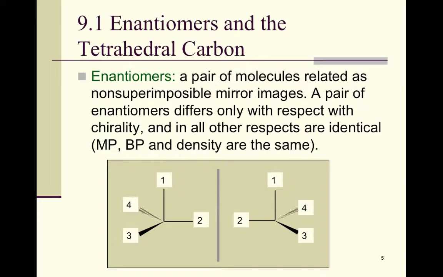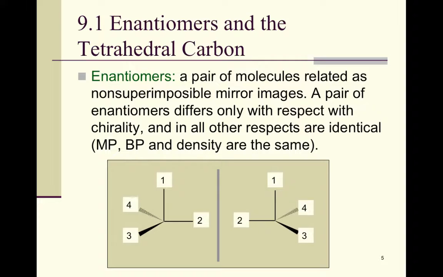Enantiomers and the tetrahedral carbon. Enantiomers are a pair of molecules related as a non-superimposable mirror image. A pair of enantiomers differ only with respect to chirality, and in all other aspects are identical. The boiling point, melting point, and density are the same.